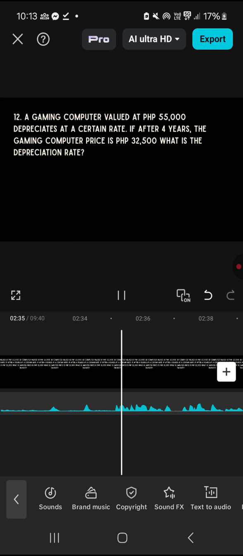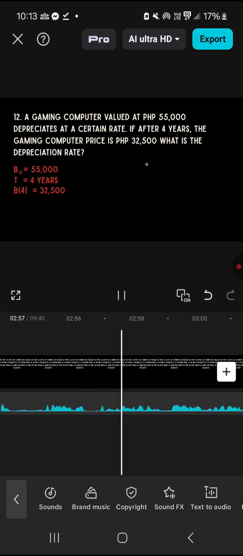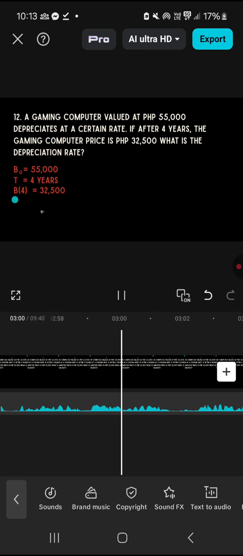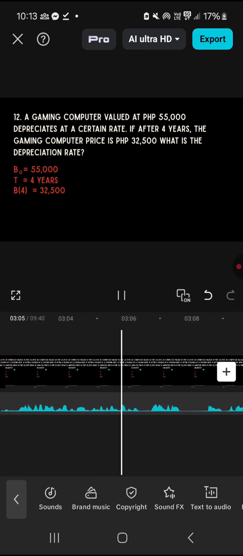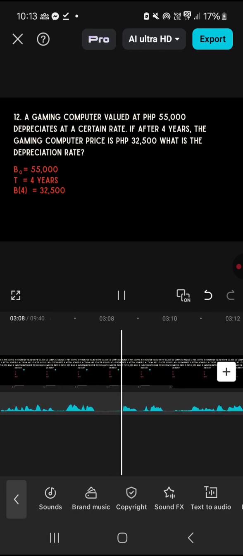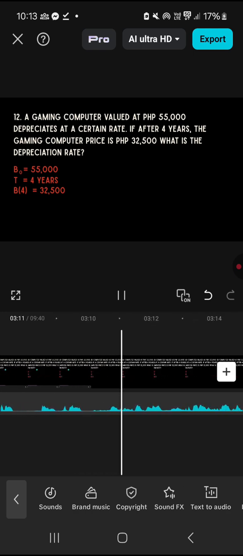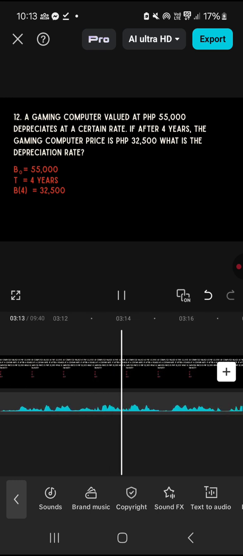Now, a gaming computer valued at 55,000 pesos depreciates at a certain rate. If after 4 years the gaming computer price is 32,500, what is the depreciation rate? So since it's looking for the depreciation rate, it means we'll be using the decay formula. And also we can tell from our values here, ranging from 55,000, and then after 4 years it becomes 32,500, meaning the price of the gaming computer goes down, meaning we'll be using the decay formula.